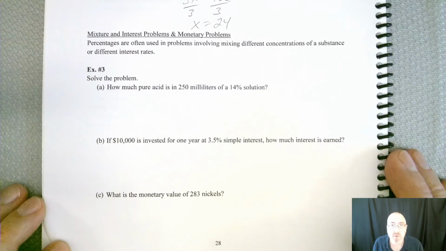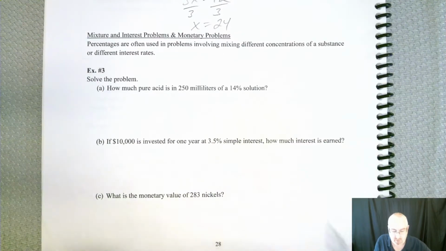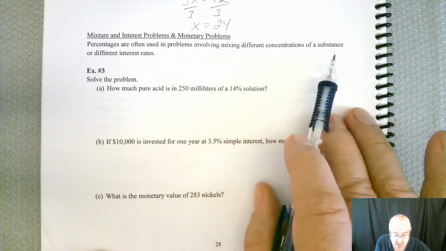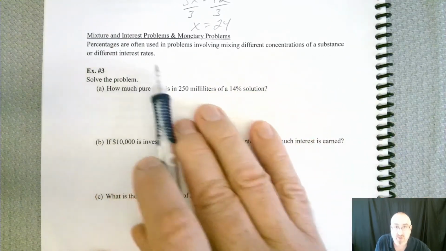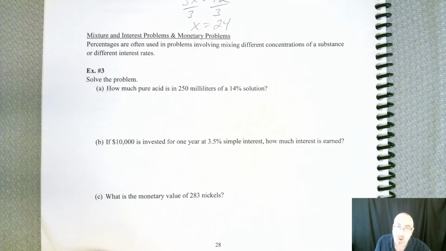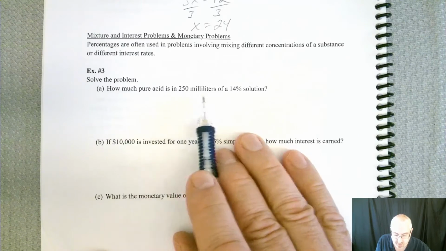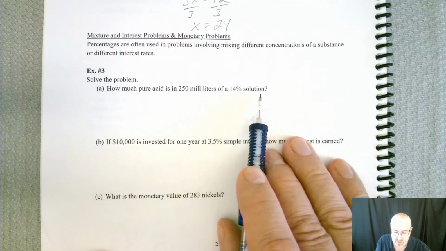Mixture and interest problems and monetary problems. Percentages are often used in problems involving mixing different concentrations of a substance or different interest rates. So, how much pure acid is in 250 milliliters of a 14% solution?